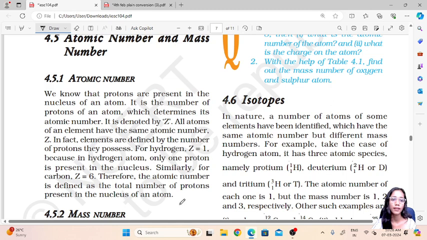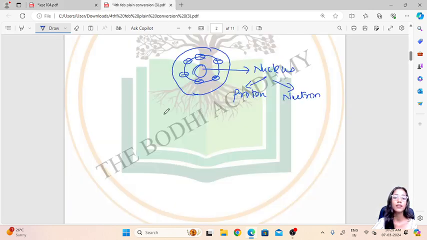Now how many protons are there? We know that the protons are present inside the nucleus. It is the number of protons of an atom which determines the atomic number. It is denoted by the letter Z. All the atoms of an element have the same atomic number Z. In fact, elements are defined by the number of protons they possess. For hydrogen, Z is 1 because in hydrogen atom only one proton is present in the nucleus. Similarly, for carbon, Z equals 6. Therefore, atomic number is defined as the number of protons present inside the nucleus.